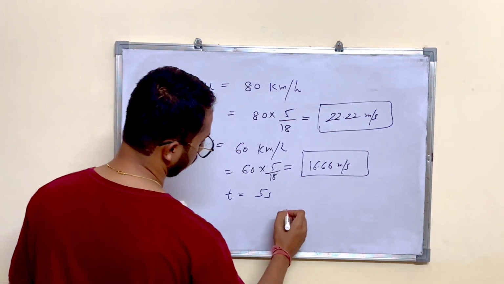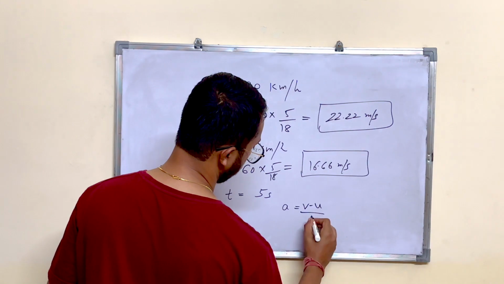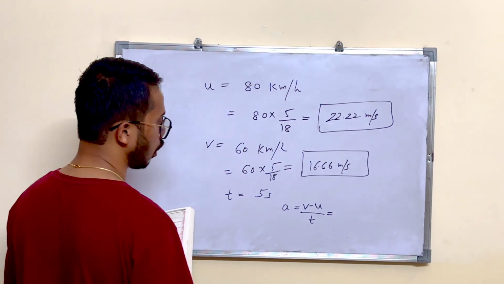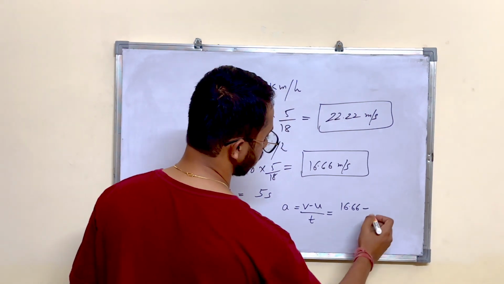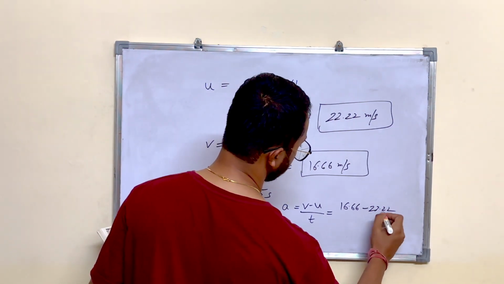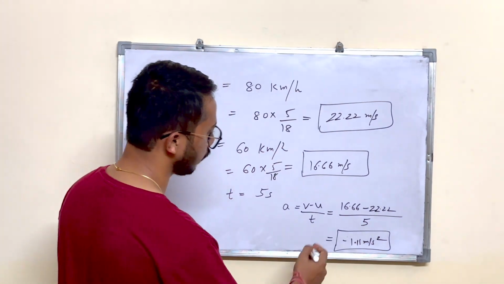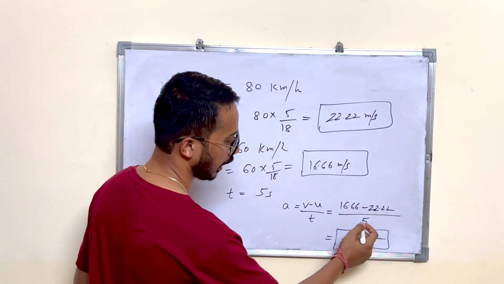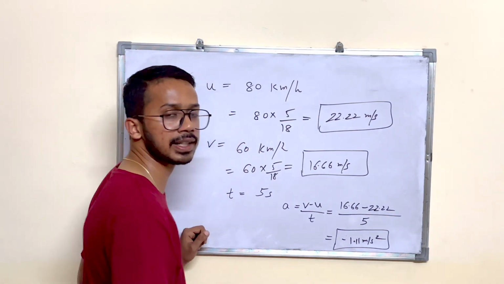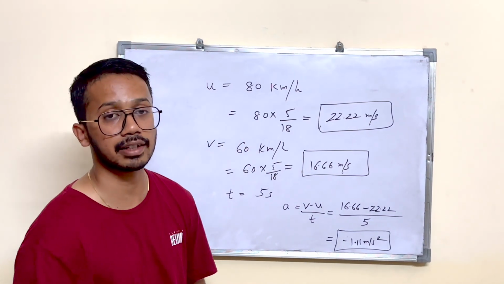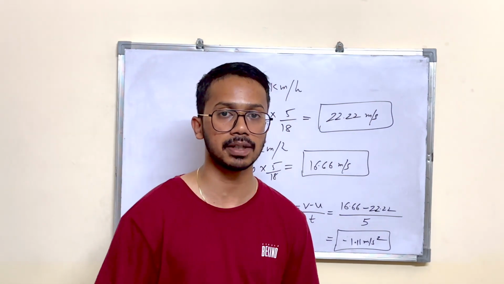So applying the formula of acceleration, a equals (v minus u) upon t. V, the final velocity, is 16.66; u, the initial velocity, is 22.22, divided by time, that is 5. We placed the values of v and u, and we got minus 1.1 meter per second square. The minus sign represents that velocity is decreasing with time, and 1.1 means the velocity is decreasing by 1.1 meter per second every second.